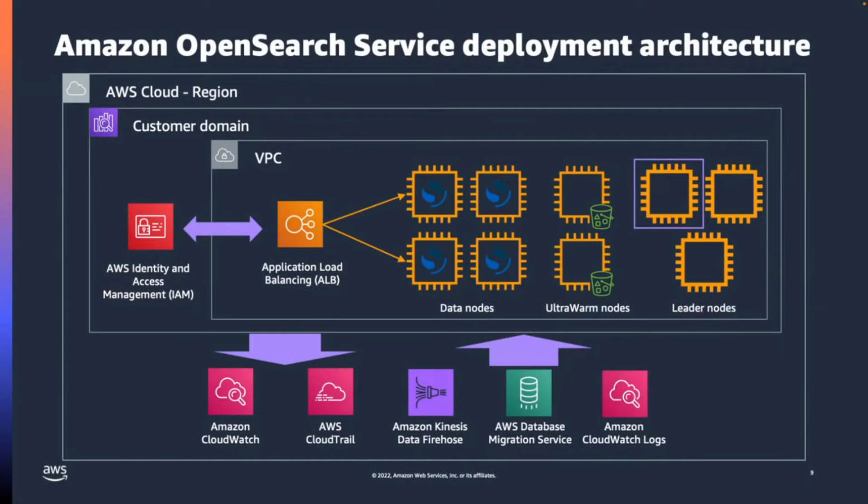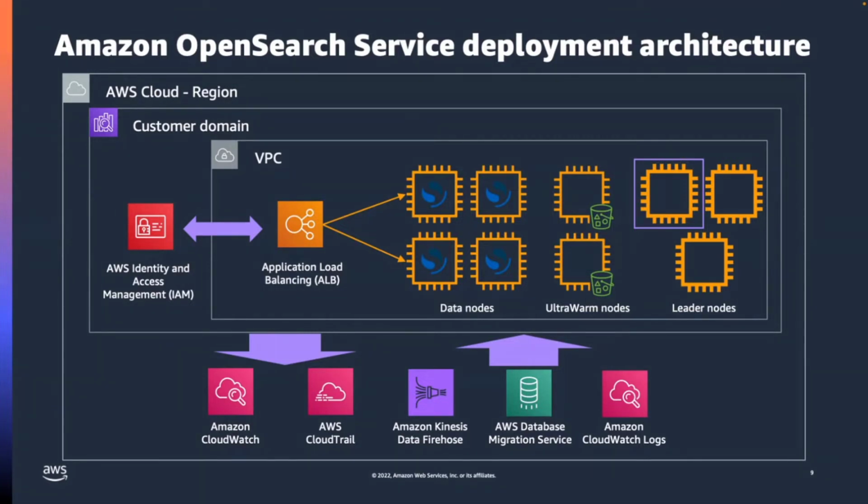All right, so before we jump into security, let's just look at what a typical Amazon OpenSearch Service deployment looks like. On this slide, you can see that we have a customer domain here, in this box. And within the domain, this one is using a VPC domain, a virtual private cloud. Within the VPC, we have an application load balancer that is load balancing the requests that are coming into the cluster. We have some data nodes that are ingesting your data and processing the queries as they come.